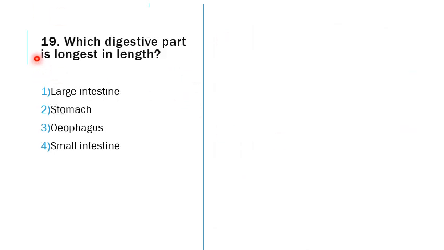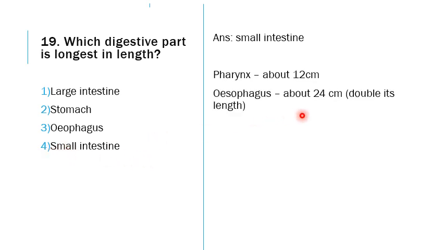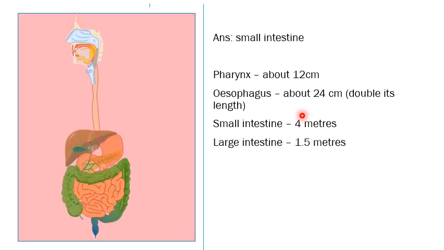Next question is the 19th. Which digestive part is longest in length? Options are large intestine, stomach, esophagus, and small intestine. The answer is small intestine. Small intestine is actually not small. The width appears narrow, maybe that is the reason it was named small intestine. Let us see the length.